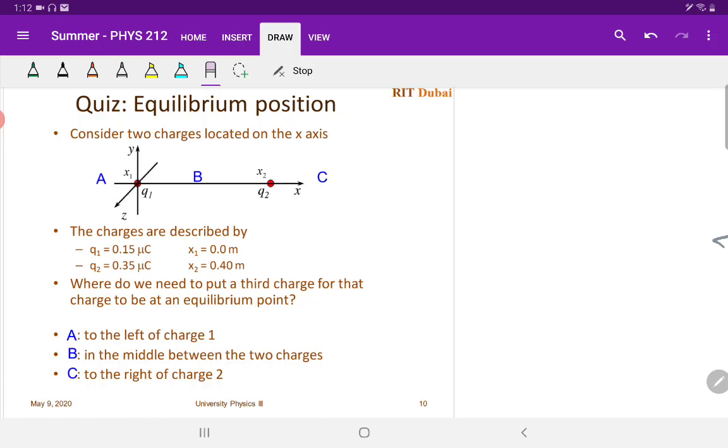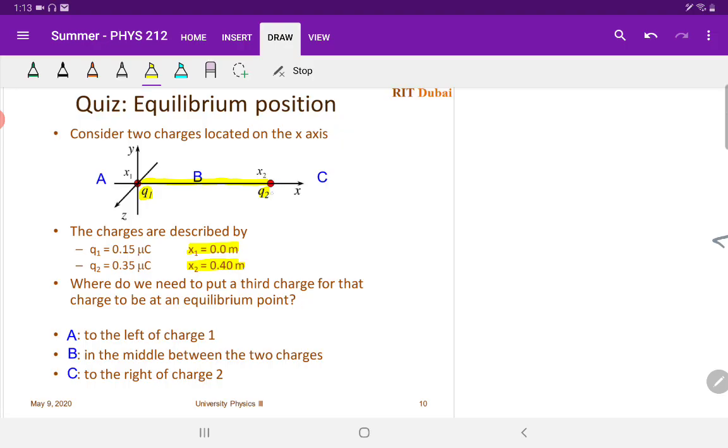Now, let's see this question here. We have 2-point charges, Q1 and Q2. This is Q1 and this is Q2. The location of Q1 is at the origin, at x equals 0, on the x-axis. And Q2 is also on the x-axis, at a distance of 0.4 away from the first charge.